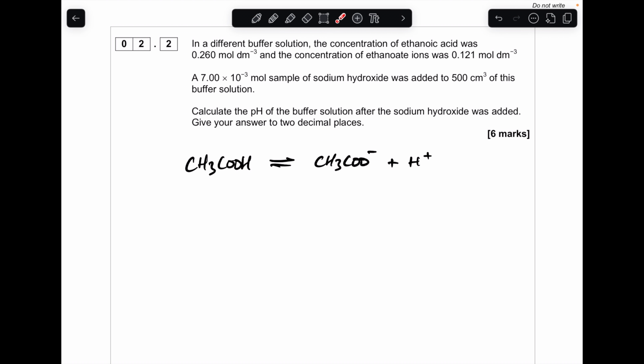Right, so the first thing I'm going to do is convert these concentrations into moles. All I did there was concentration times this volume, but remember that's got to be in decimeters cubed. So for the acid it was 0.26 times 0.5, so you get 0.13. Likewise, 0.121 times 0.5 gets you 0.0605.